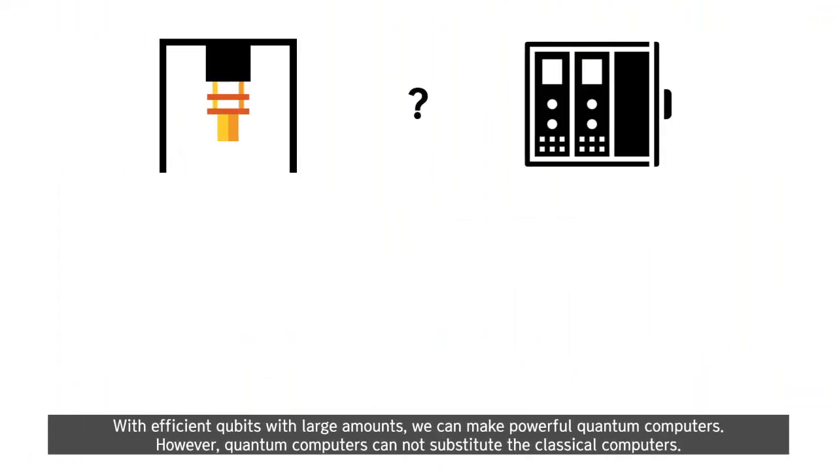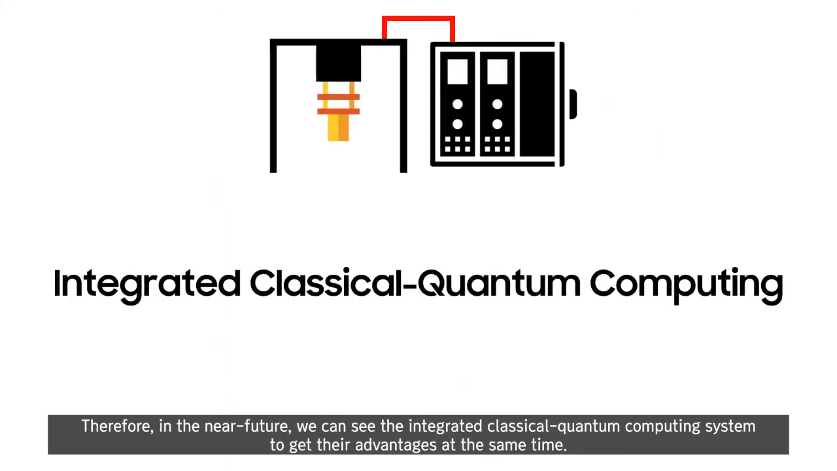With efficient qubits with large amounts, we can make powerful quantum computers. However, quantum computers cannot substitute the classical computers. Therefore, in the near future, we can see the integrated classical quantum computing system to get their advantages at the same time.